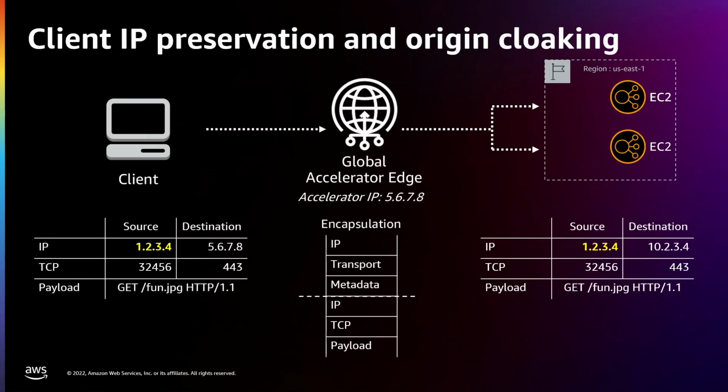With client IP preservation, an endpoint directly sees the IP address of the client that's communicating to it. This makes it very easy to move existing applications to Global Accelerator without losing the ability to identify the client that's connecting to the origin. This also allows an origin to be completely hidden. Global Accelerator can route traffic to private IP addresses inside a VPC.